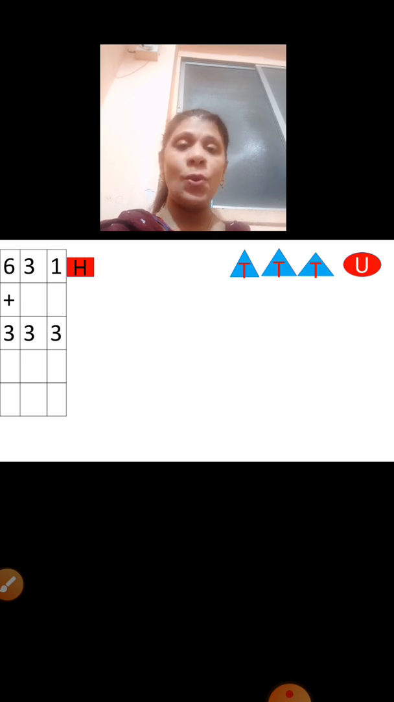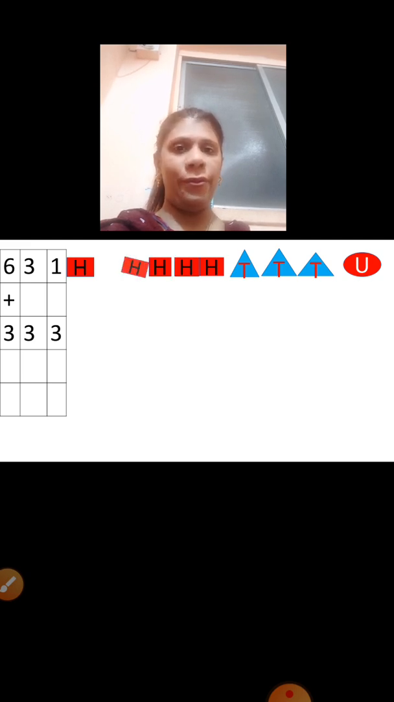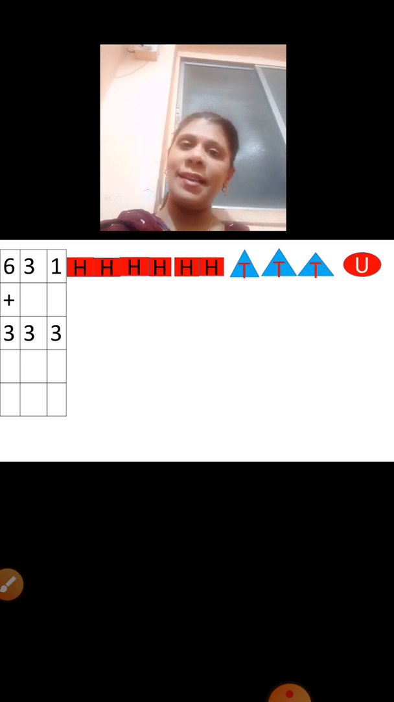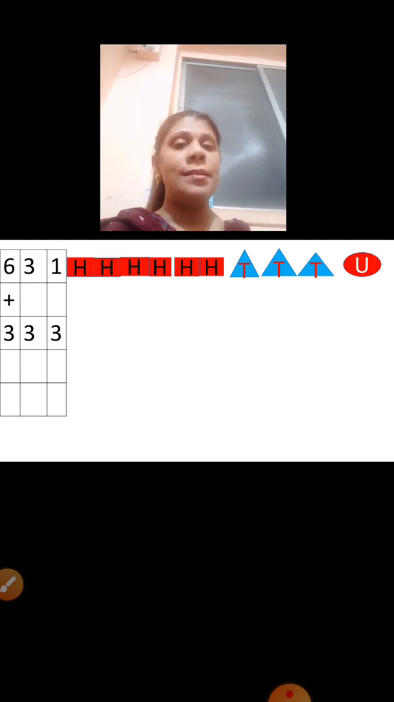Now which number is in hundreds place? Number 6. So how many hundreds we are going to draw? 1, 2, 3, 4, 5 and 6 is already there. So see how our number is. We have drawn 6H, that is 600, 3 tens, that is 30 and 1 unit, that is 31. So 631.